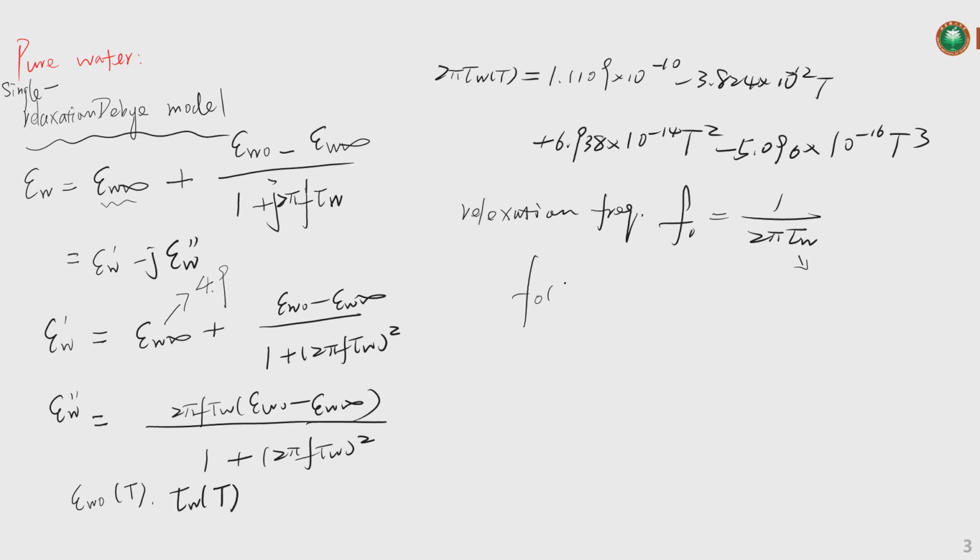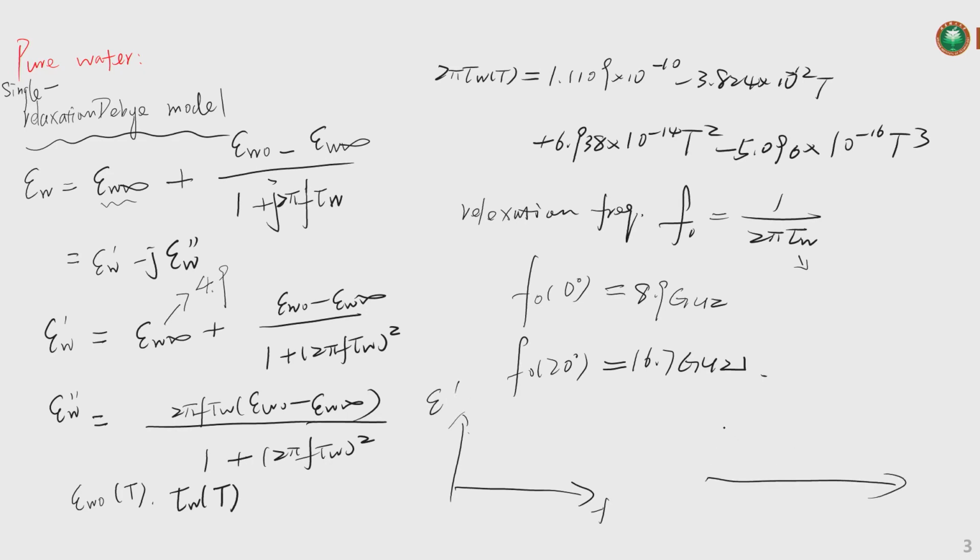So as measured, the relaxation frequency for pure water at a temperature of 8.0 degrees centigrade is 8.9 gigahertz, and at 20 degrees centigrade, it's around 16.7 gigahertz. So that means for the calculations of the dielectric constant with respect to frequency, for example, the real part, also the imaginary part. For the real part, there is a quick change, maybe like this one.